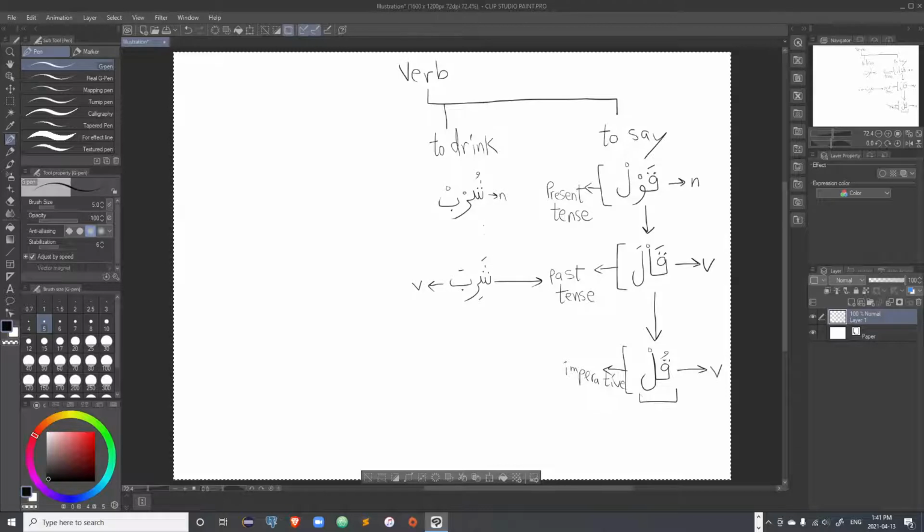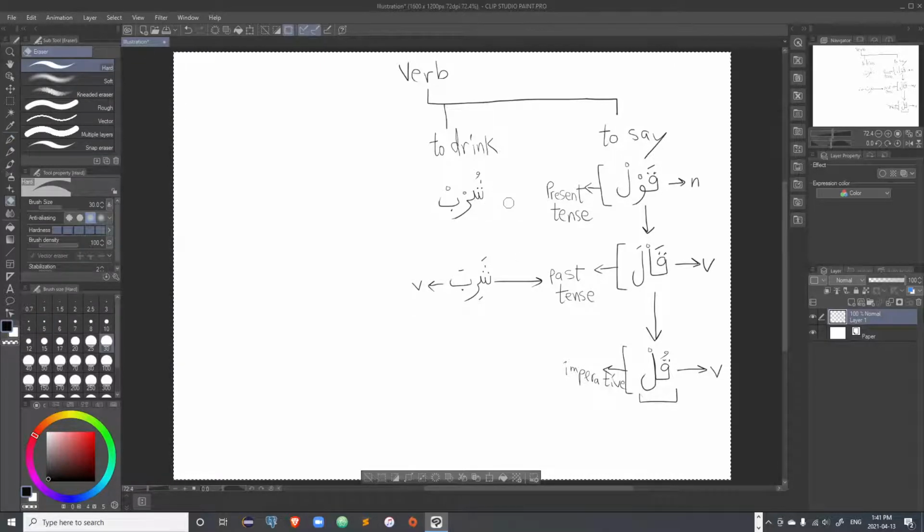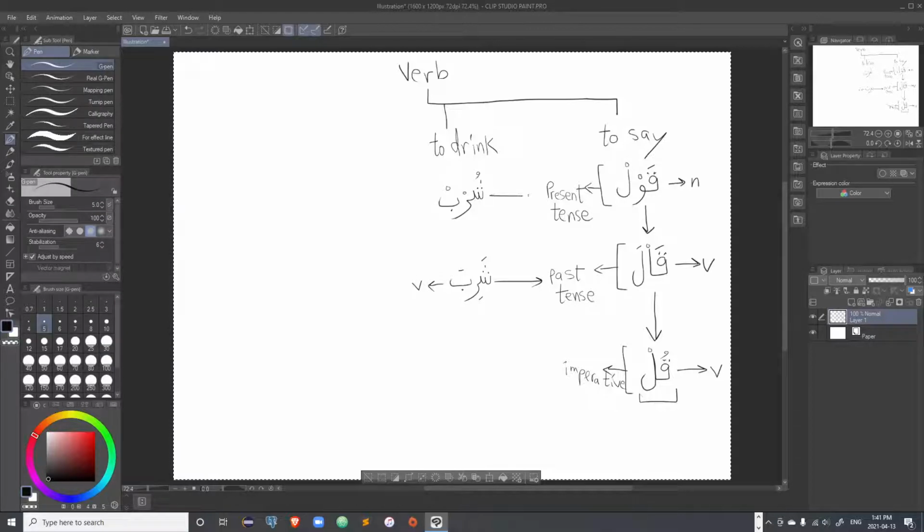The best part about this verb is that you can use this or this for the present tense as well. So I'll just delete this instead and draw an arrow here, or draw an arrow from here. And this is the noun. As you can see, they are exactly the same in terms of spelling, only the diacritics differ. So you will use these three letters for both the past tense and the present tense.